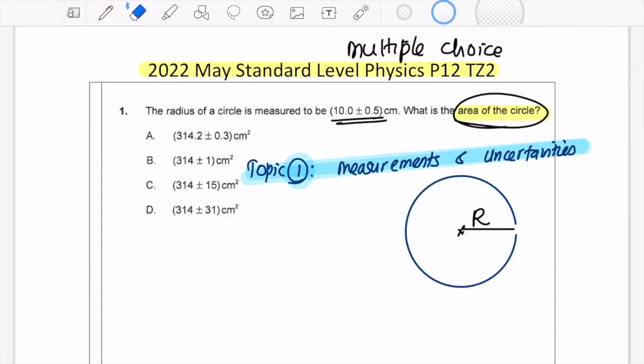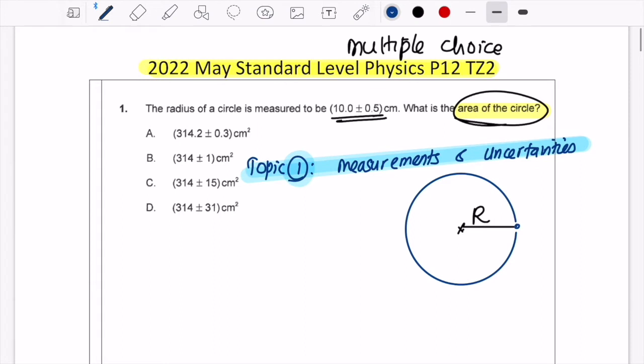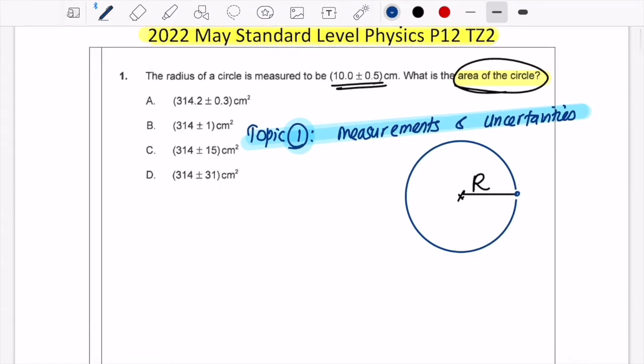Hello guys, today I would like to discuss the 2022 May SL Paper 1 multiple choice paper. I will answer all these 30 questions, and through that you will be able to gauge your answers and fix your mistakes. Alright, first question is about the area of a circle and the uncertainty of the area.